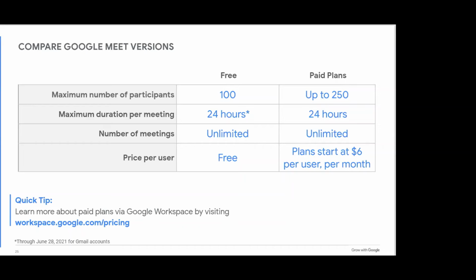The paid plan, and some of you might already have the paid plan because you have the Workspace version. The maximum number of participants is 250. Maximum duration per meeting is 24 hours. Number of meetings is unlimited. And the plans start at $6 per user per month.